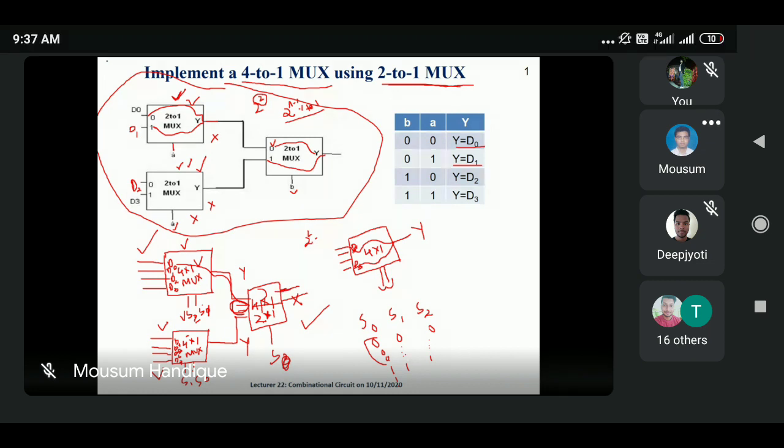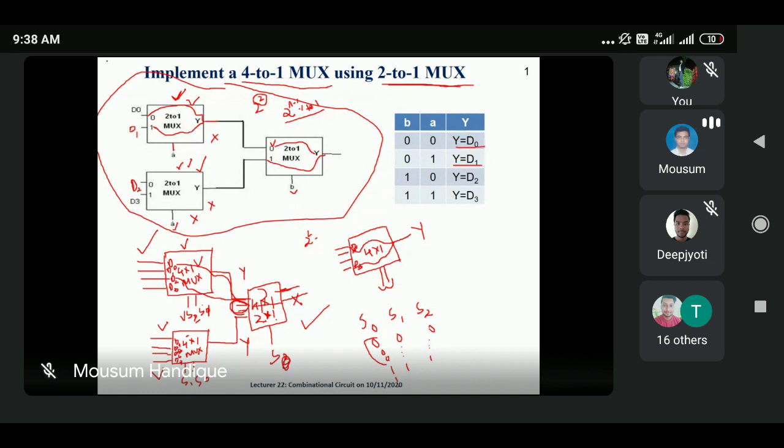Suppose S1 is 10, then D2 is selected, since 10 means 2. So D2 is propagated to this one. This is the other case, because we are using a 4 to 1 mux and another 2 to 1 mux. But the question specifically mentions: if we are using 4 to 1 mux and 8 to 1 mux, using only 4 to 1 mux, is that possible or not?